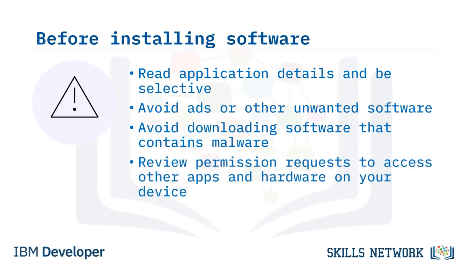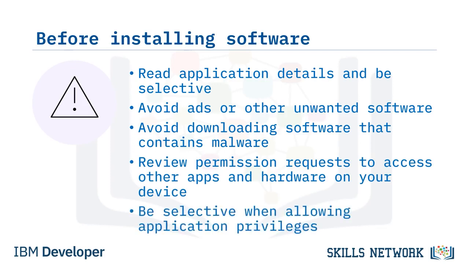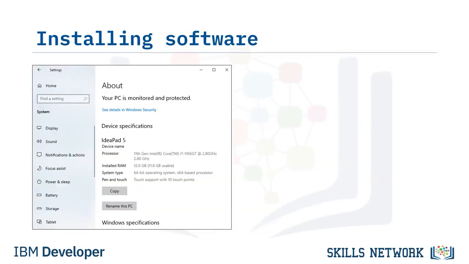Review permission requests to access other apps and hardware on your device. And be selective when allowing application privileges to items such as your device's camera, contact lists, location data, and similar sensitive information. Before installing software, you should consider what will work best with your project and what will work optimally on your device.